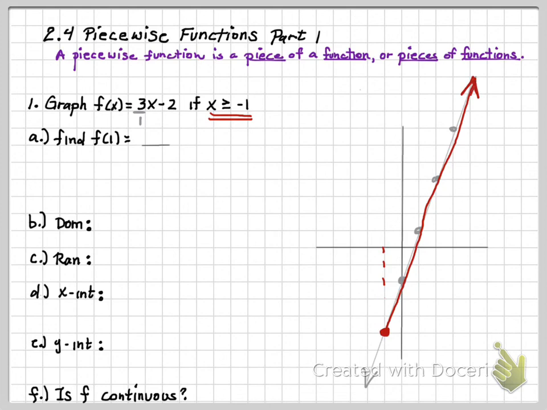Alright, I'm going to do this nice and dark. So this is the only piece of the graph that we want right here. We don't want anything below that. Alright, so like I said, I'm going to stop the video, and then we're going to go through and do A through F. Okay.